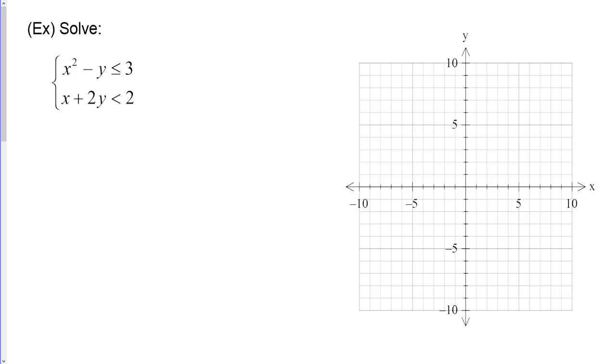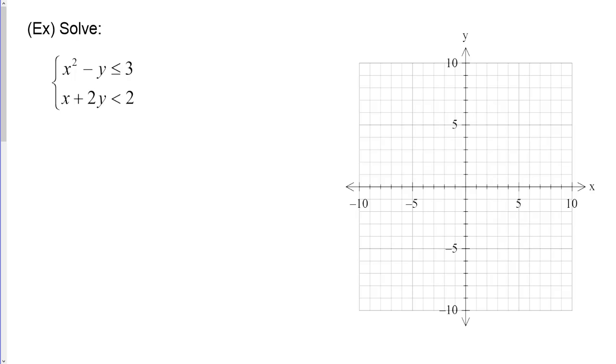Let's take a look at this next system. So I have x squared minus y is less than or equal to 3, and x plus 2y is less than 2. Now, I'm going to graph both of them on the same set of axes. The first one is not linear, but it's more of a parabola.